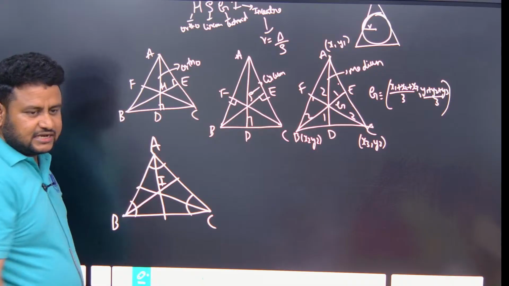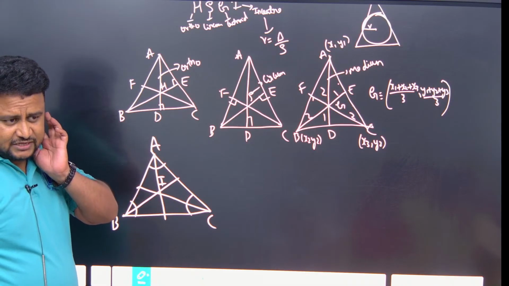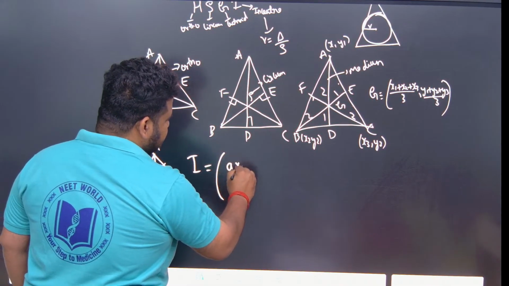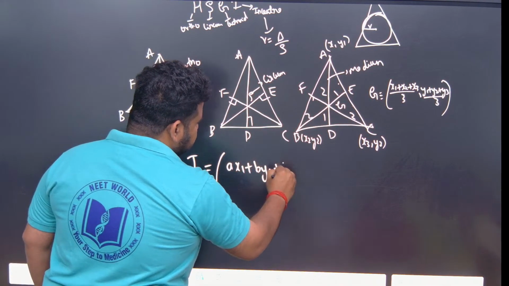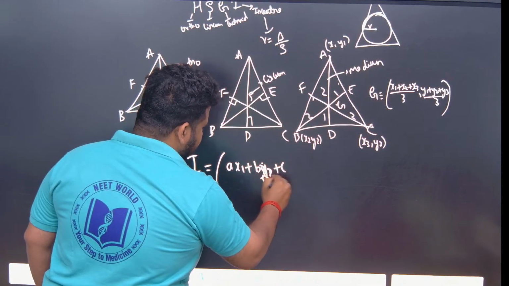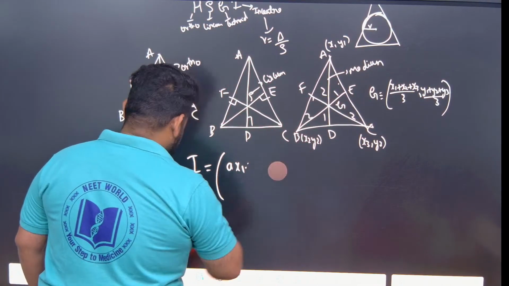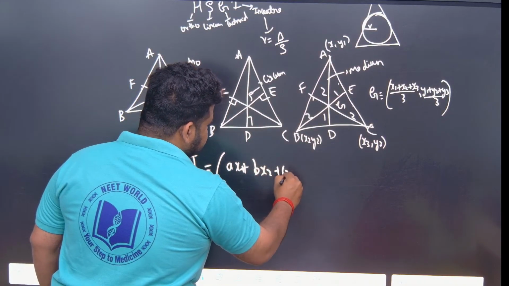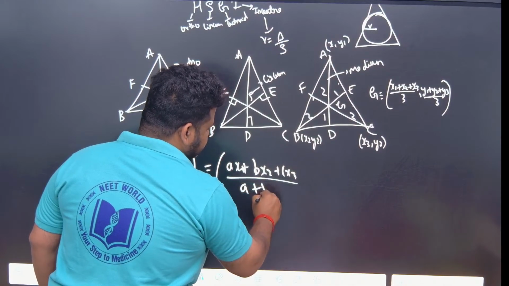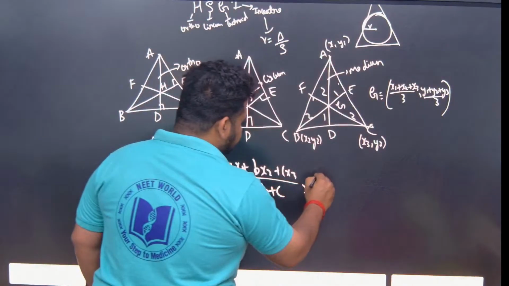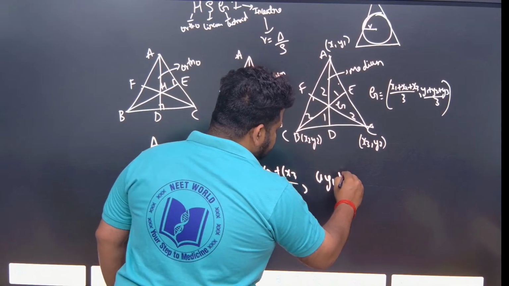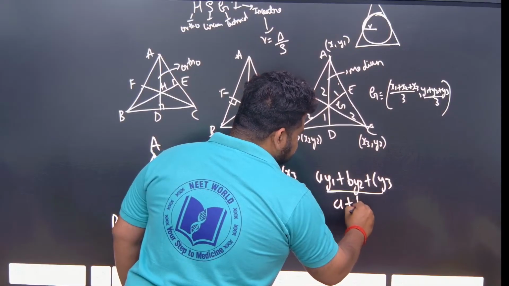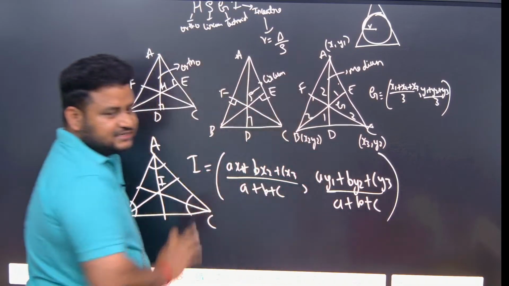So these coordinates are x1, y1, x2, y2 and x3, y3. The incenter coordinates are given by what? It is given by ax1 plus bx2 plus cx3 by a plus b plus c, comma, ay1 plus by2 plus cy3 by a plus b plus c. So these are the coordinates of incenter. Clear with this?